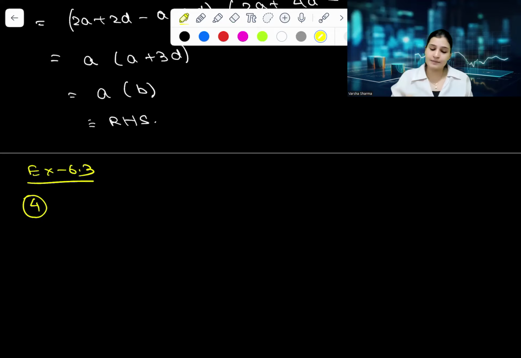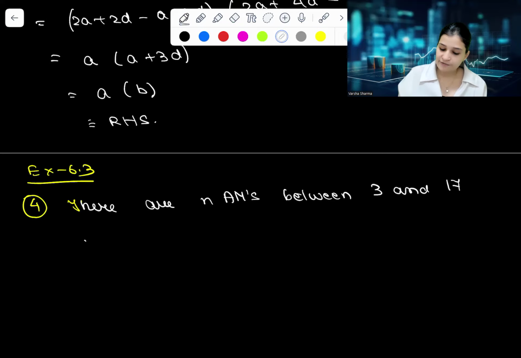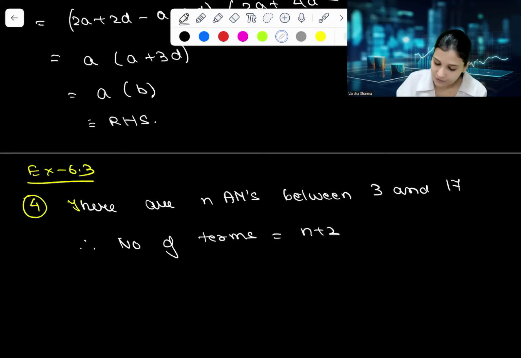So there are n arithmetic means between 3 and 17. Therefore, the number of terms will be n plus 2. Yes or no? In this case, 3 will be my first term. What about 17? 17 is the last term. If there are a total of 50 terms, the last term will be A50. If there are n plus 2 terms, the last term would be A n plus 2. Agree?